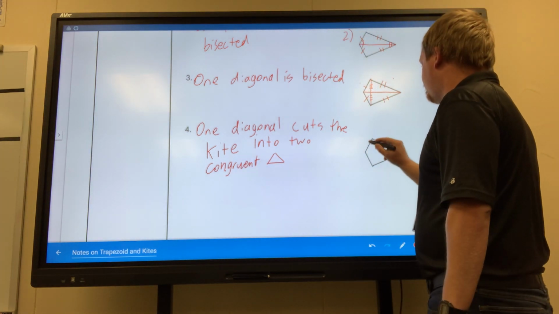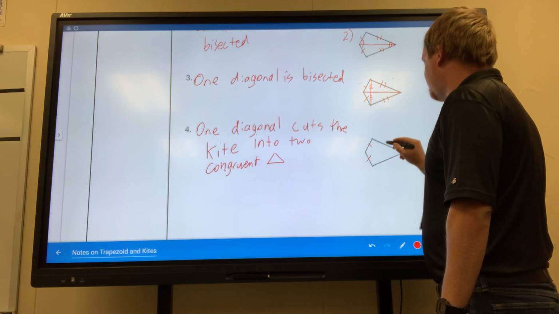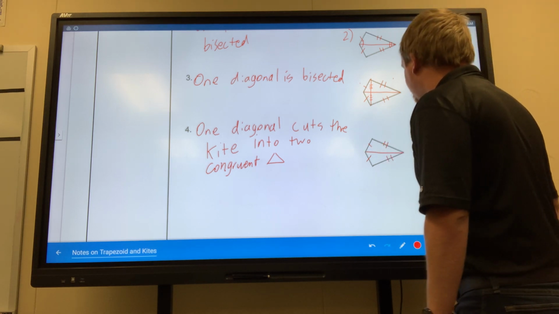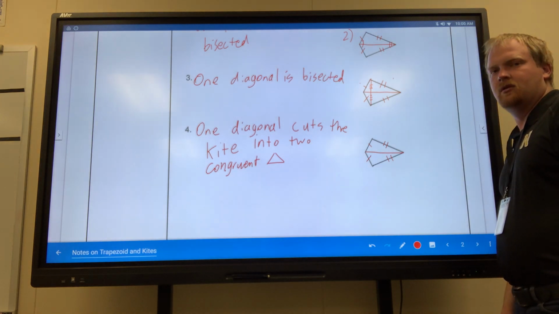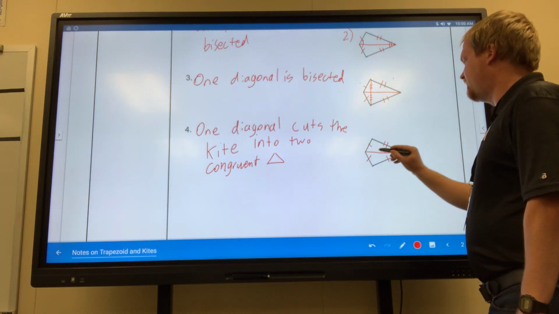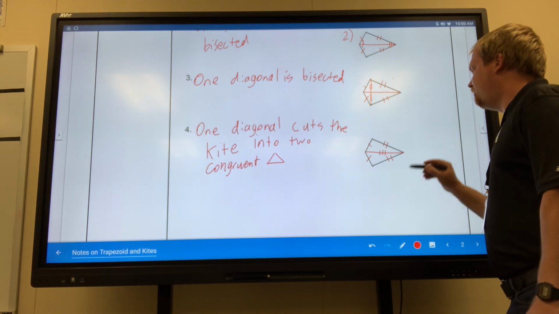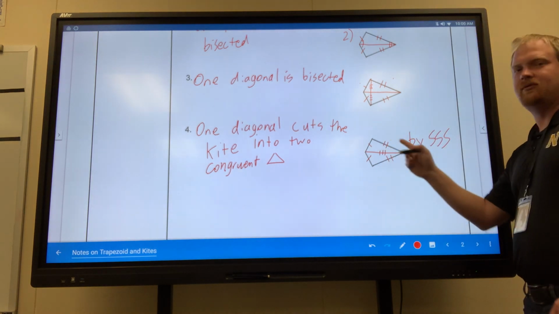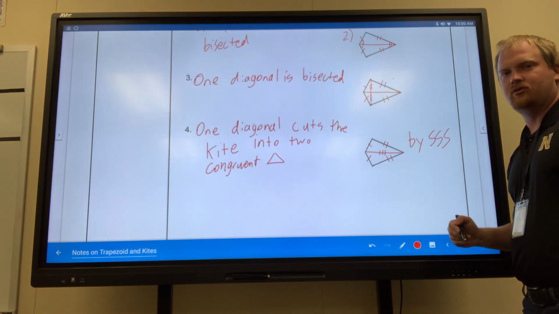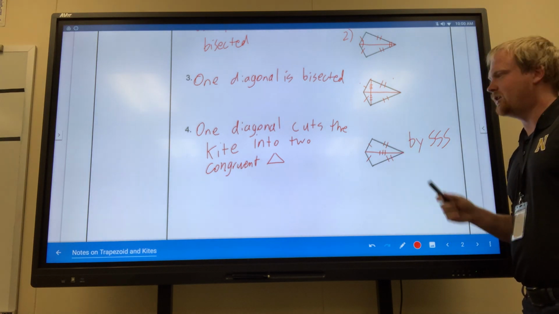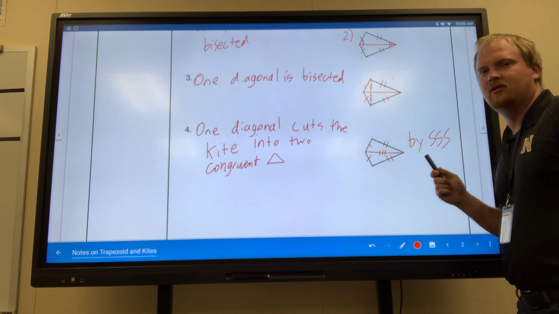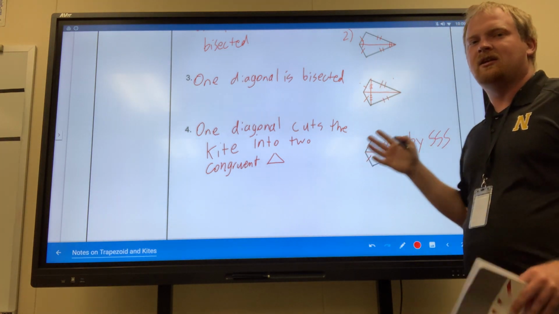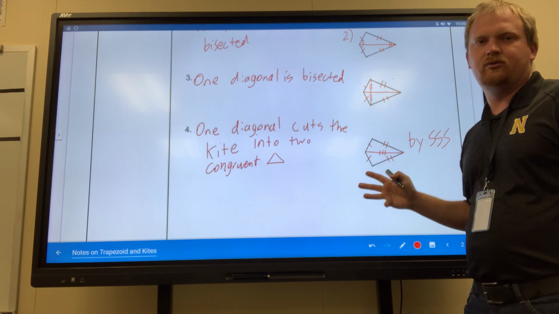Well, let's think about it. Here's a pair of congruent sides. Here's another pair of congruent sides. And I have a diagonal line right here. Think about it. That's congruent to itself. So by side, side, side, we have two congruent triangles. That's how we get congruent triangles, because of side, side, side. All right? So anytime you have a kite, it can make two congruent triangles.